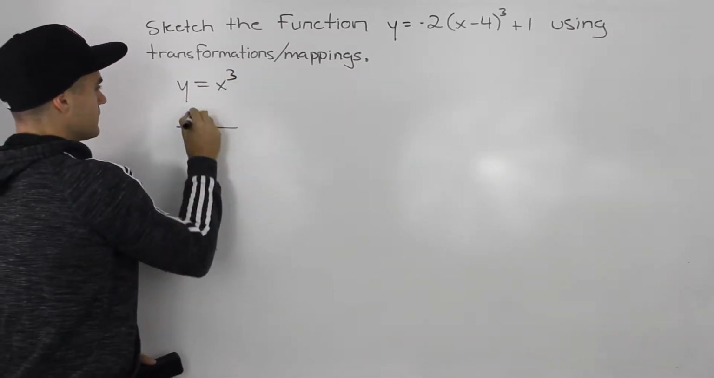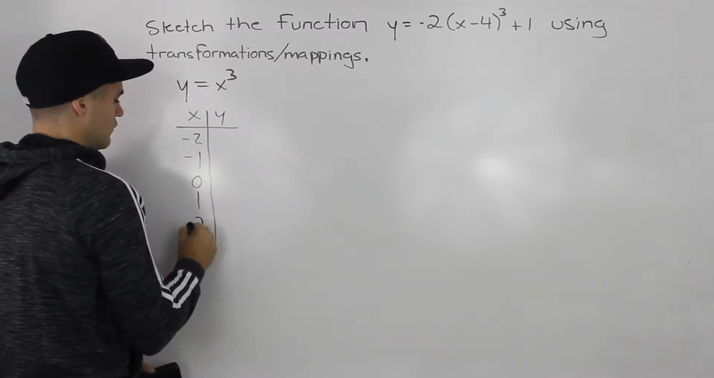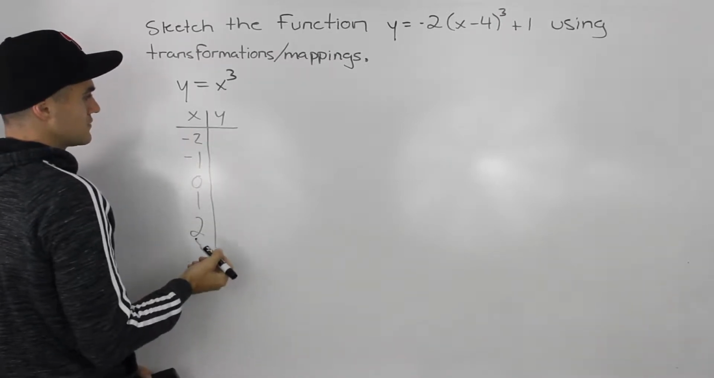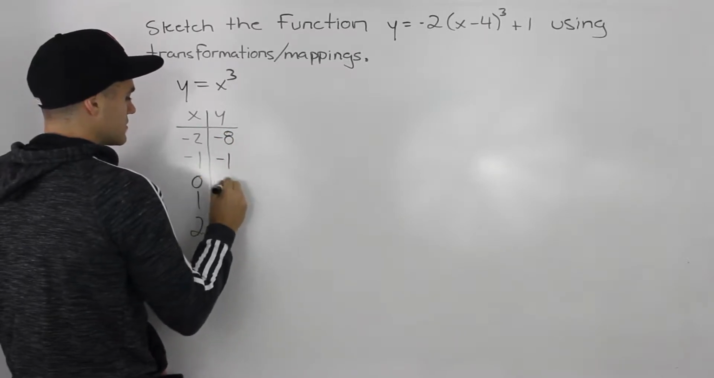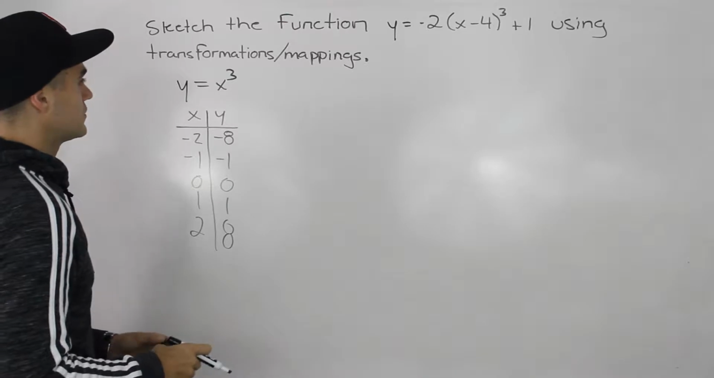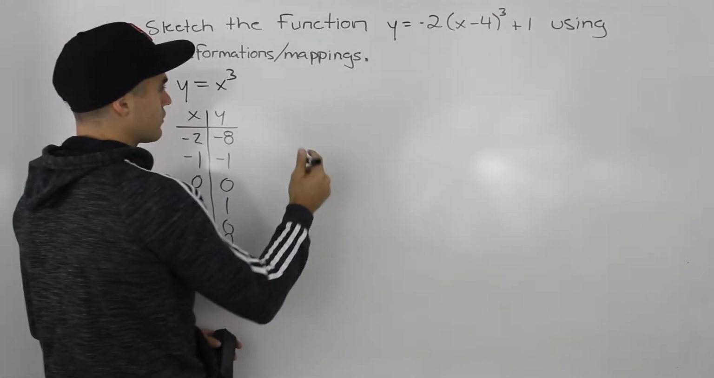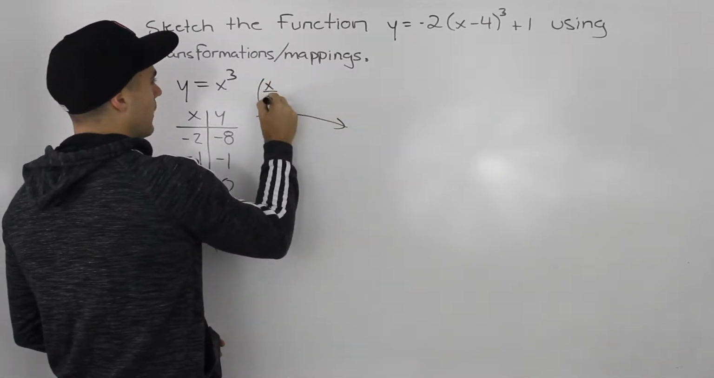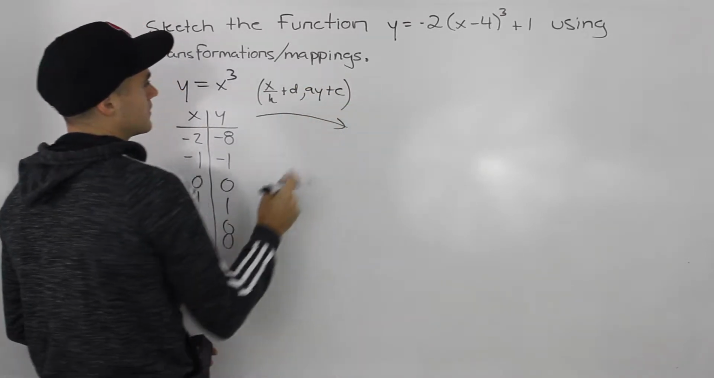So what you want to do is take a table of values for the parent function y equals x cubed. I'm going to go from -2 to +2 for the x values, so we'll have -8, -1, 0, 1, and 8. Then you want to transform these points with the formula that we know, x over k plus d, ay plus c.